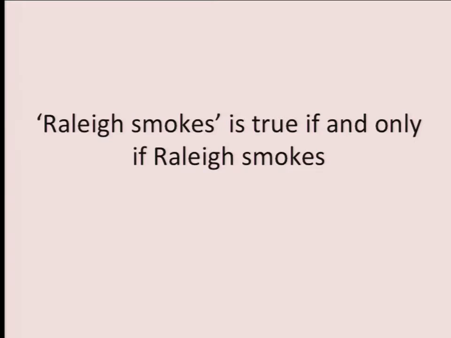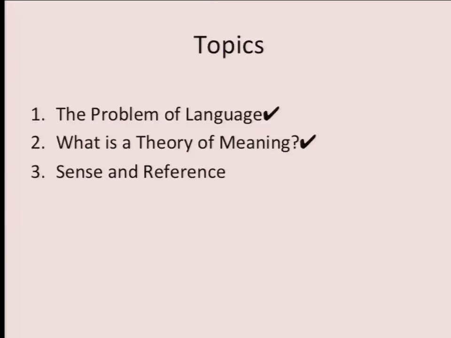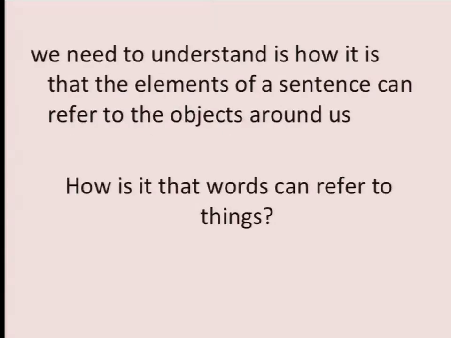If we do the same for Isaac fishes. What we're doing here is we're reducing the problem of truth conditions, the problem of meaning for whole sentences, to the problem of how you get the truth condition of a whole sentence from the references of the parts. So now, what's the fundamental problem? The fundamental problem is how the elements of a sentence can refer to the objects around us. That's what we really need to understand how there can be standards of rightness and wrongness in a language. We need to know how it happened that a name refers to a particular thing.